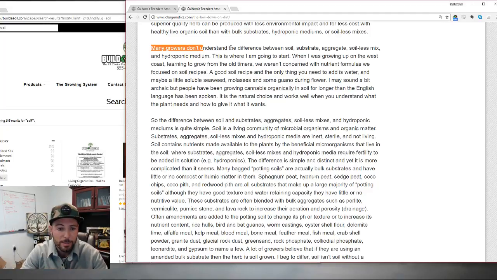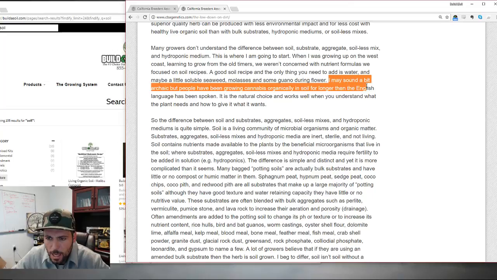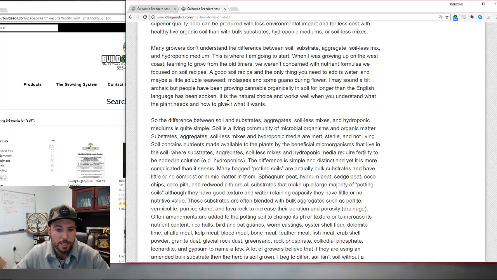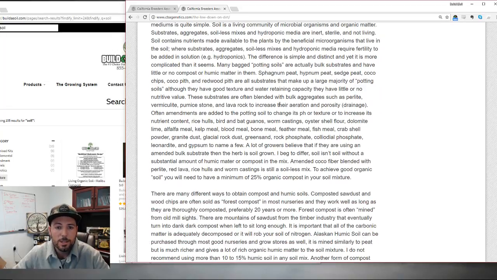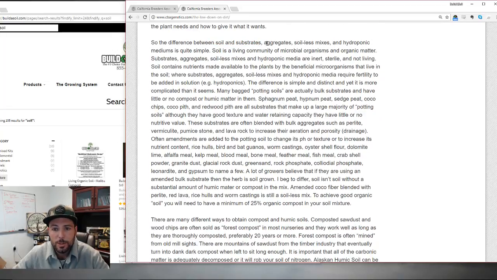I may sound a bit archaic, but people have been growing cannabis organically in soil for longer than the English language has been spoken. It is the natural choice and works well when you understand what the plant needs and how to give it what it wants. So the difference between soil and substrates, aggregates, soilless mixes, and hydroponic mediums is quite simple. Soil is a living community of microbial organisms and organic matter. Substrates, aggregates, soilless mixes, and hydroponic media are inert, sterile, and not living.